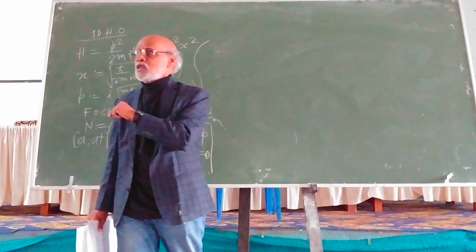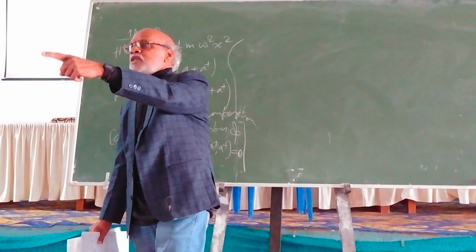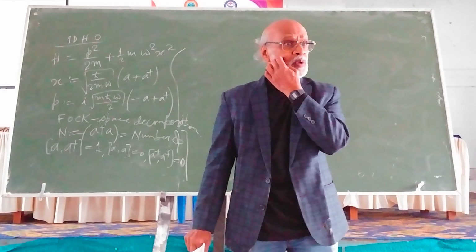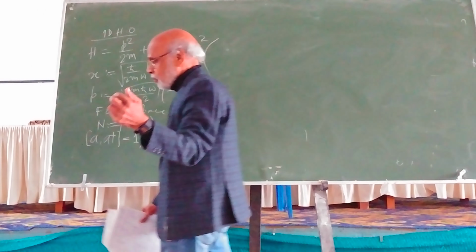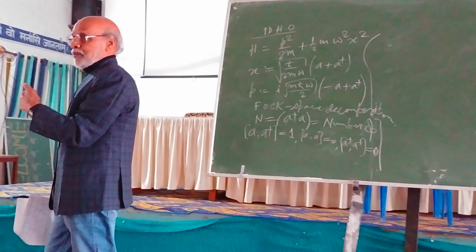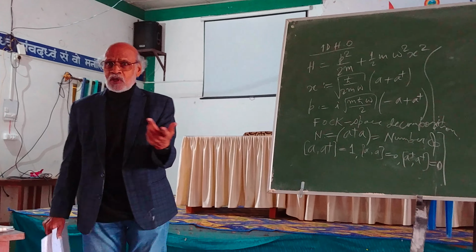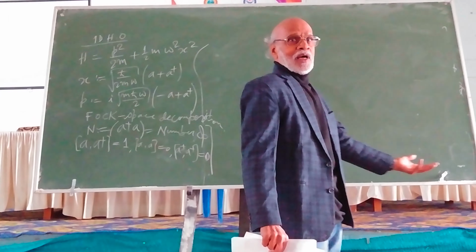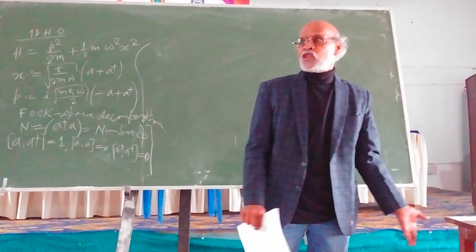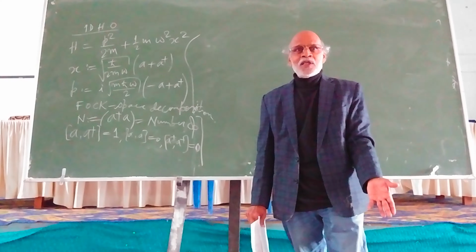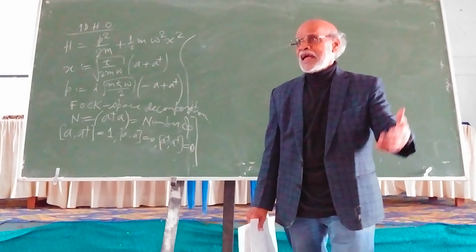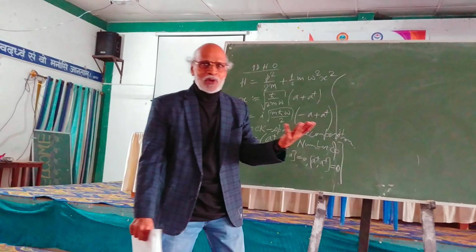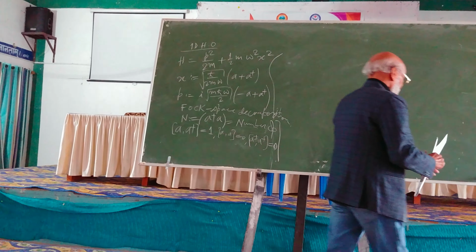Gives you the same result, that [x, p] is iħ and [x, x] is 0. So the definition of a Poisson bracket is very important. You can always get back to derive the commutation relation. The only one which does not respect all these things is the so-called spin angular momentum. That one says, no, that's your word, this is my word. Okay, fine, that is also fine, no problem.